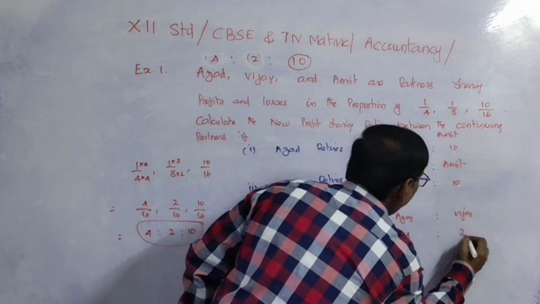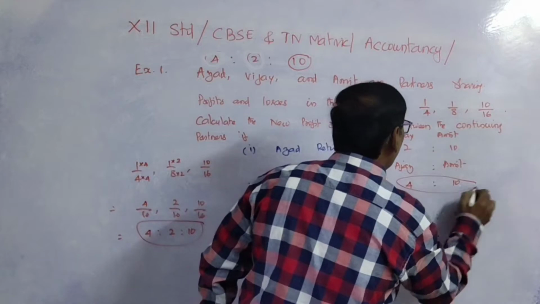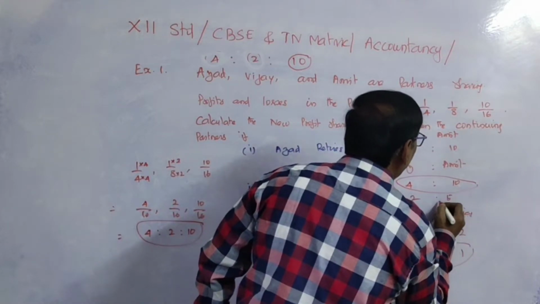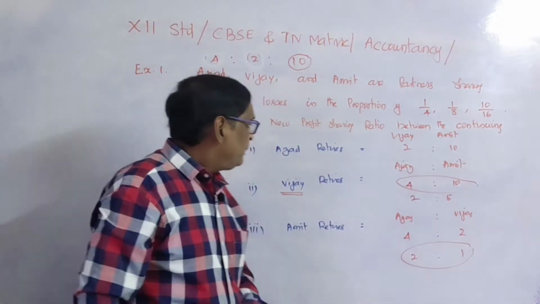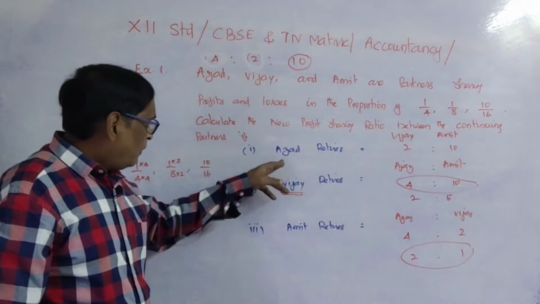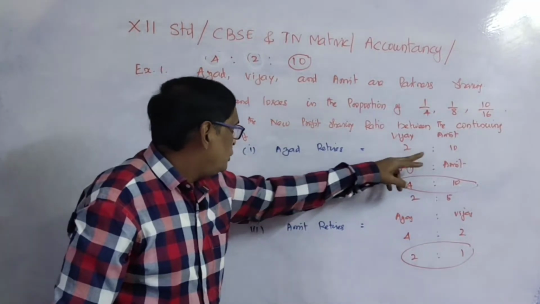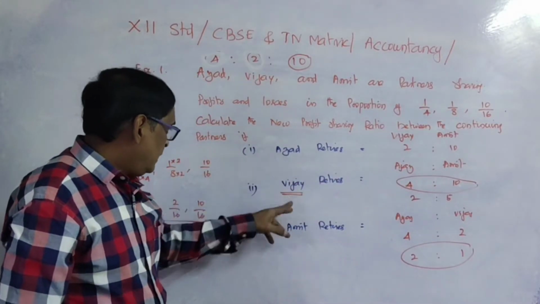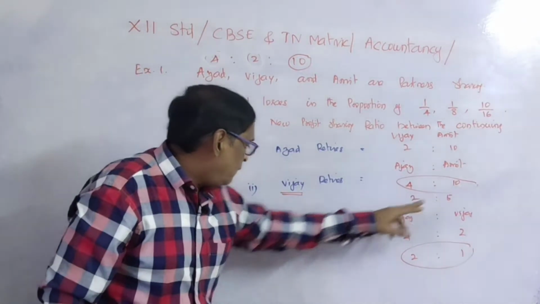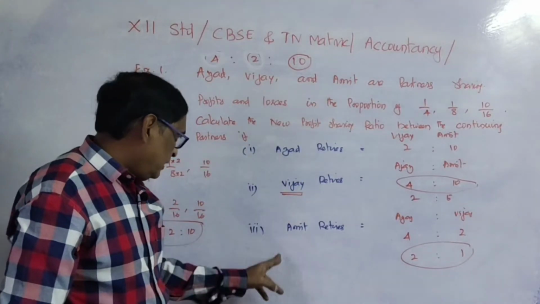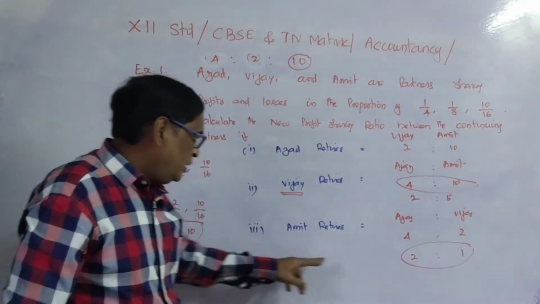We can simplify more. 4:2 means 2:1. Here also, 4:10 we can simplify by dividing by 2, so it becomes 2:5. So the new ratio: if Azad retires, the ratio between Vijay and Amit will be 2:10. If Vijay retires, the ratio between Azad and Amit will be 2:5. And if Amit retires, the ratio between Azad and Vijay will be 2:1.